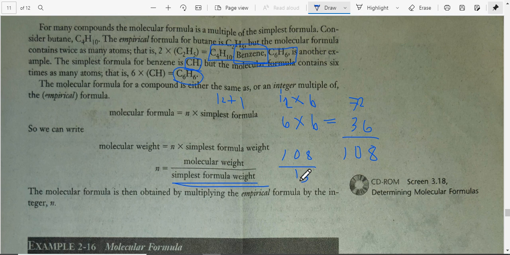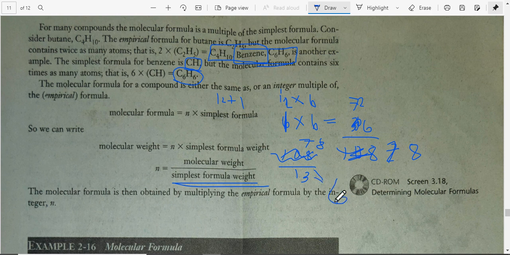12 times 6. Oh, it's only 6 carbons, so it should be 78, I made a mistake. So you will have 78 divided by 13. 78 divided by 13 is equal to 6. Simple.